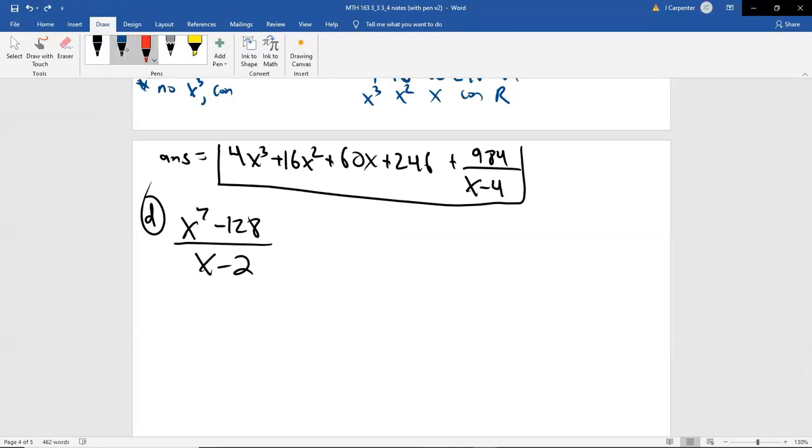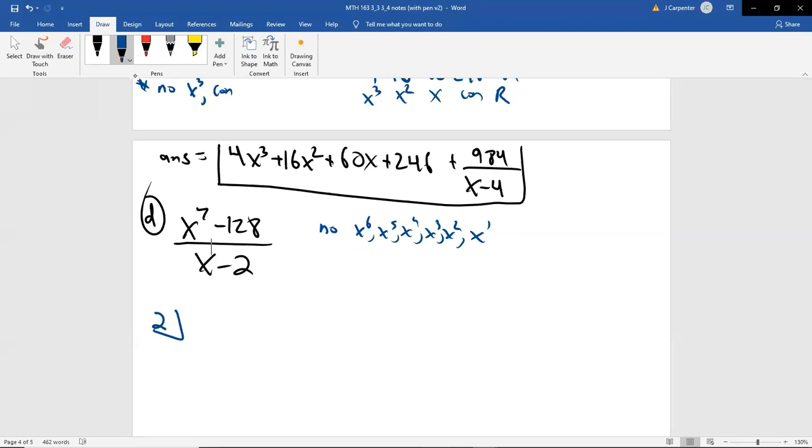So we need to notice that there is no x to the 6th term, x to the 5th term, x to the 4th term, x to the 3rd term, x to the 2nd, or x to the 1st. That's a lot of zeros we need. So we do put a 2 in the half box because that's a minus 2. Positive 2 goes in the half box.